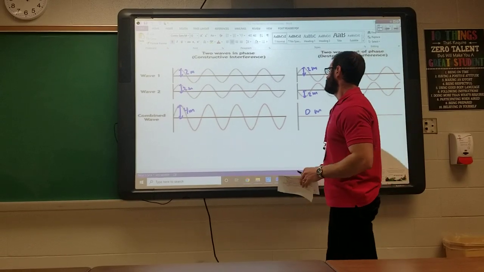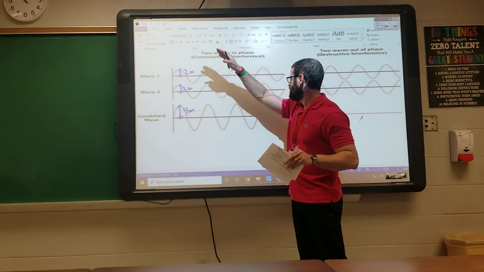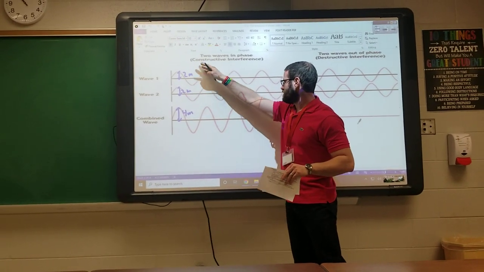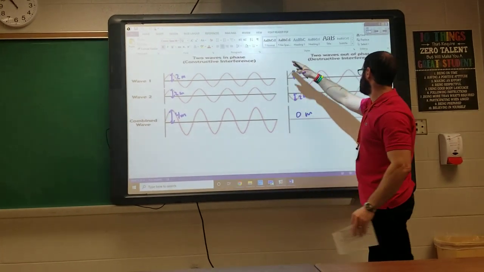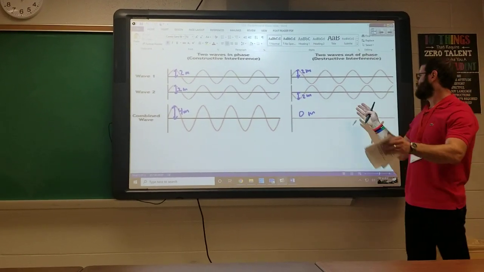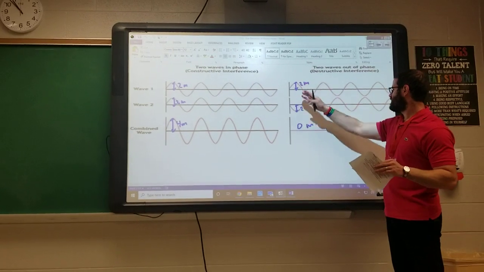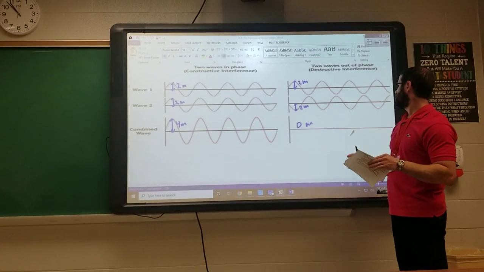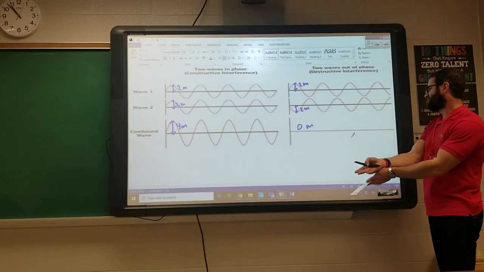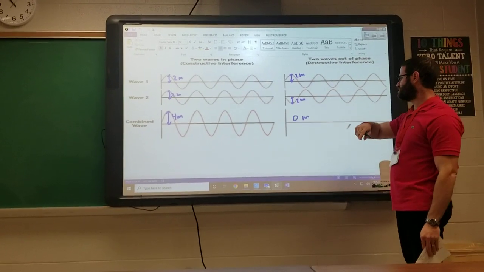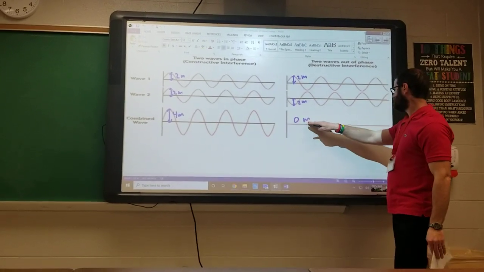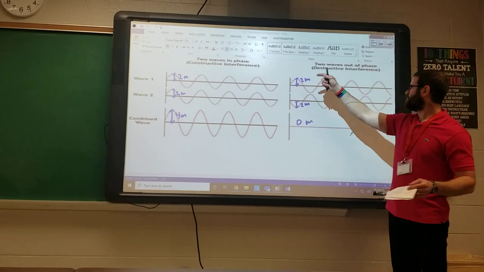So remember, constructive interference: we add the amplitudes together and get a bigger amplitude, more energy. Destructive interference: we have a peak and a trough that occur at the same time and cancel each other out. We subtract the amplitudes, and in this case we ended up with 0 amplitude.